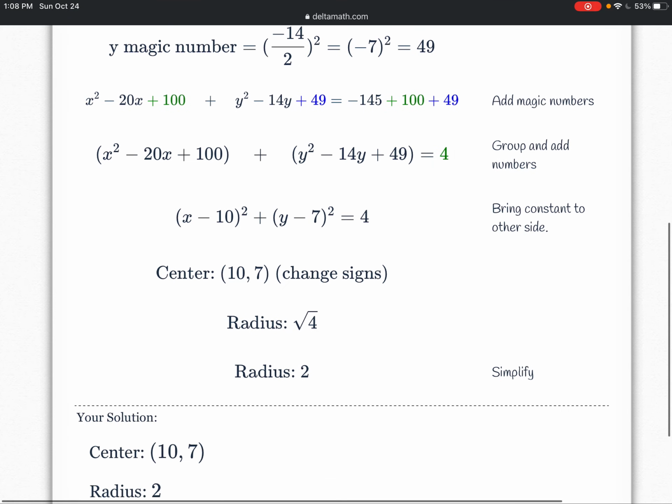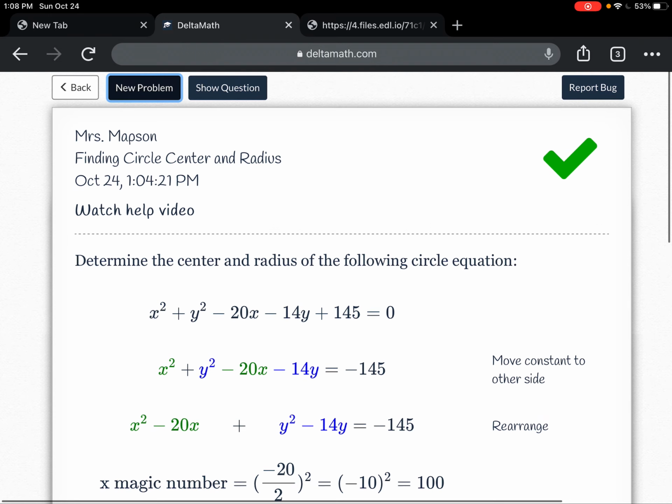So that's one application of completing the square. So you can complete the square with 2 variables and use it to find the center of a circle. So why don't you go ahead and try a few on your own.